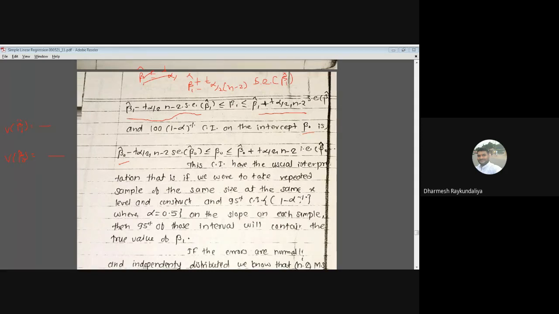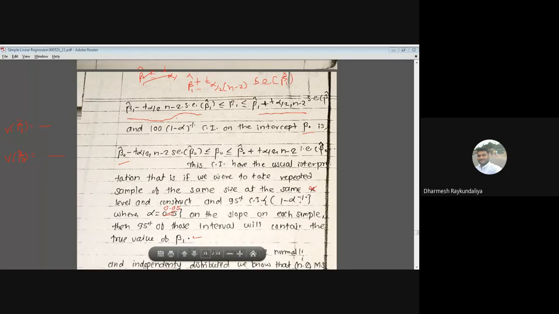This confidence interval has the usual interpretation that if we were to take repeated samples of the same size at the same alpha level and construct the 95% confidence interval, here alpha is not 0.5, it is 0.05, on the slope of each sample, then 95% of those intervals will contain the true value of beta 1.